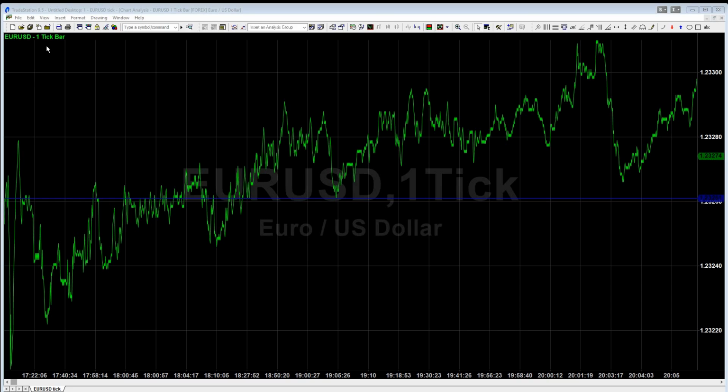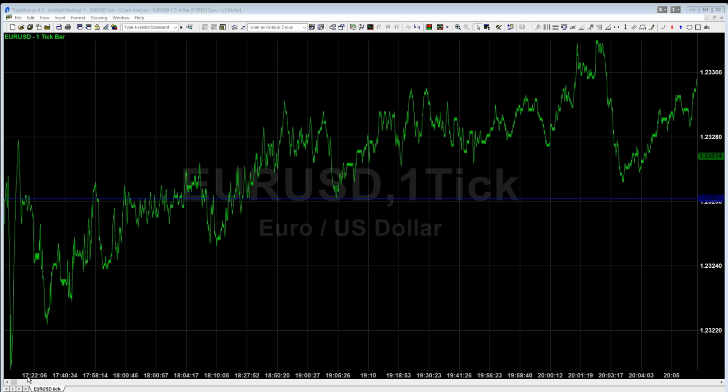Here we're looking at Euro US dollar, a tick chart. This is on a platform called TradeStation and their charting package. Their data feed comes from Oanda, and they're plotting here the bid price.